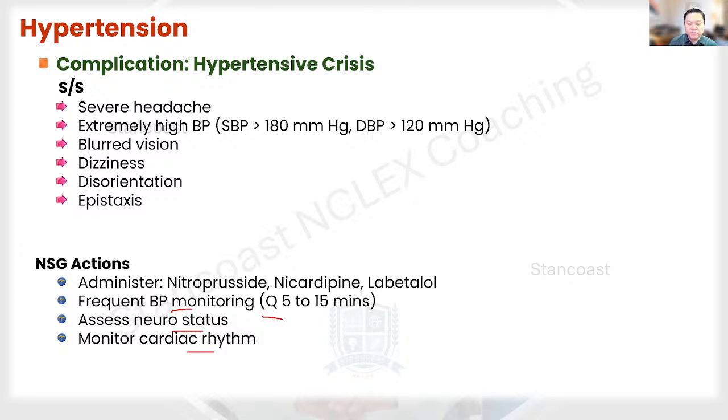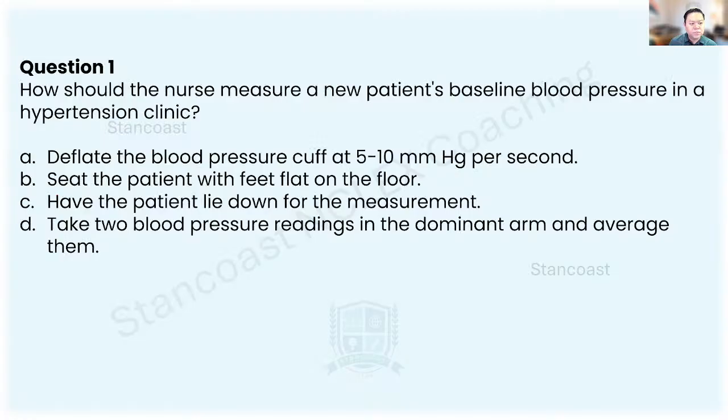All right, moving on. We're going to talk about the questions right now. Question number 1. How should the nurse measure a new patient's baseline blood pressure in a hypertension clinic? Is it A, deflate the blood pressure cuff at 5 to 10 mmHg per second, or B, seat the patient with feet flat on the floor, C, have the patient lie down for the measurement, or D, take two blood pressure readings in the dominant arm and average them?